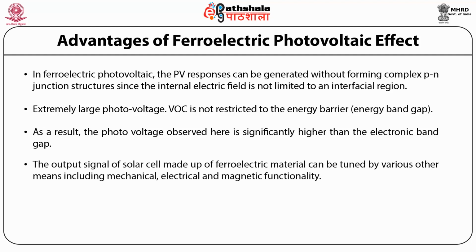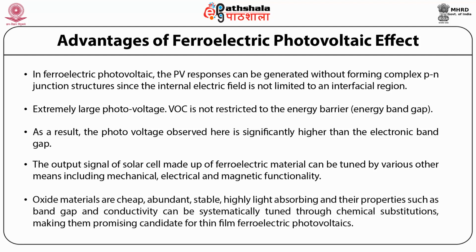Third, the output signal of a solar cell made up of ferroelectric material can be tuned by various other means including mechanical, electrical, and magnetic functionality. Then next, oxide materials are cheap, abundant, stable, highly light absorbing, and their properties such as band gap and conductivity can be systematically tuned through chemical substitutions, making them promising candidates for thin film ferroelectric photovoltaics.